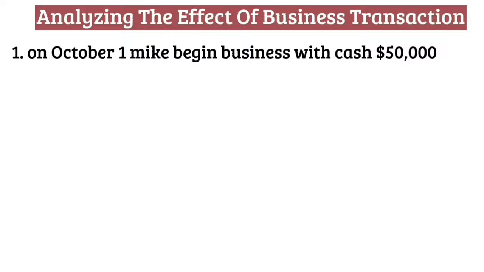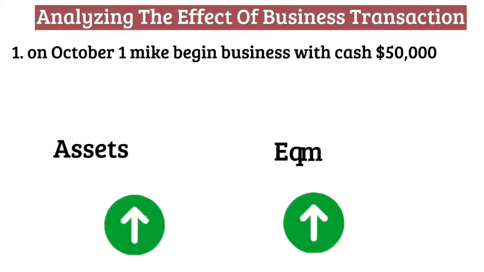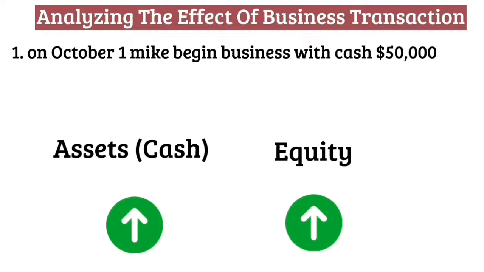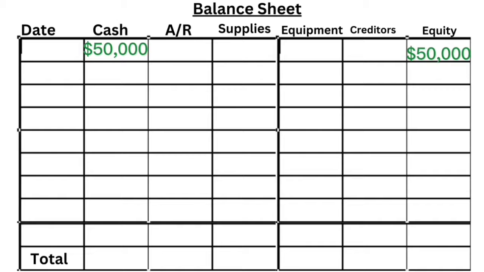Today we are going to analyze the effect of business transactions. 1. On October 1st, Mike began business with cash $50,000. This transaction will increase assets and equity. The first balance sheet of the new business will show cash of $50,000, equity of $50,000.